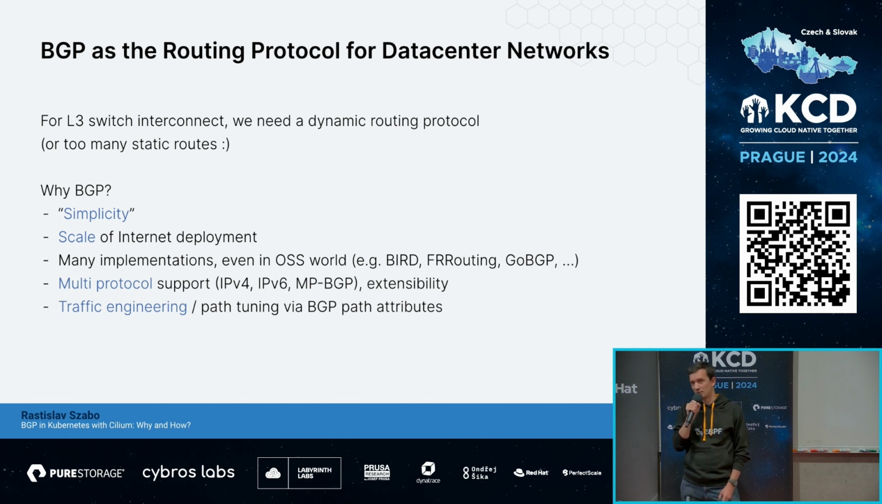And it supports many protocols. So through BGP, you can advertise IPv4, IPv6, and many other protocols, and it's easily extensible. And last but not least, it allows for advanced traffic engineering through path attributes. So that means that we can tune how the packets should flow in your data center very easily.